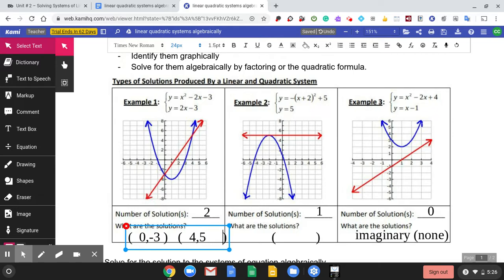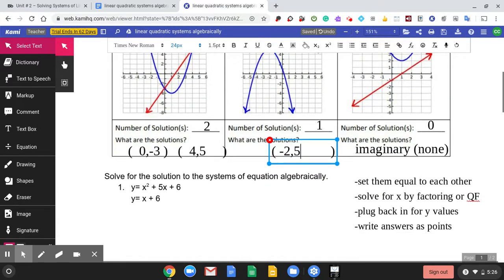All right. So for this one here, it only touches once. And that looks like -2, 5. Well, we know it's definitely 5 because it says y equals 5. So -2, 5. And then this one is imaginary. They never touch. All right. But you could plug those in your calculator and it would tell you where.